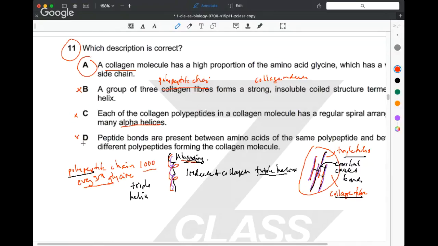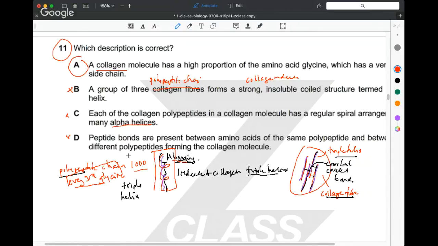So this is all quite accurate work, really. You've got to know about the structure of collagen quite accurately to avoid getting drawn into the trap of these distractor answers here. And so the only one that's left, if we positively select it, is the collagen molecule. Here it is. That's the collagen molecule. Has a high proportion of the amino acid glycine, which is true, because each one of these chains, every 3rd amino acid is glycine, and it says which has a very small side chain.